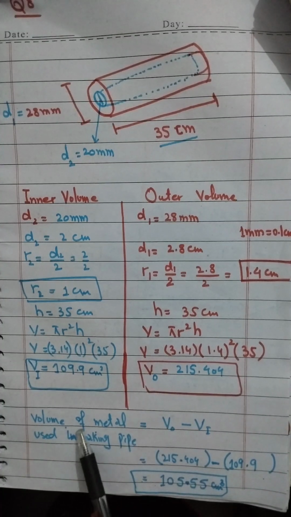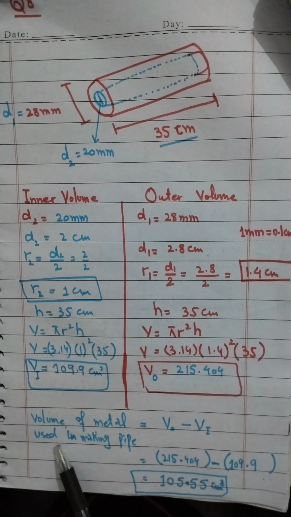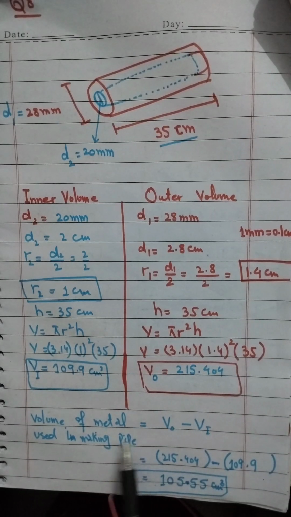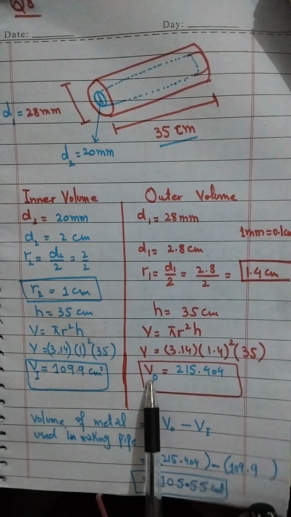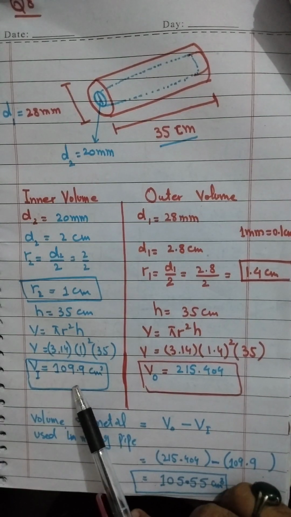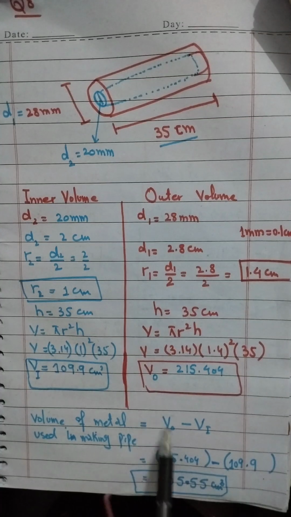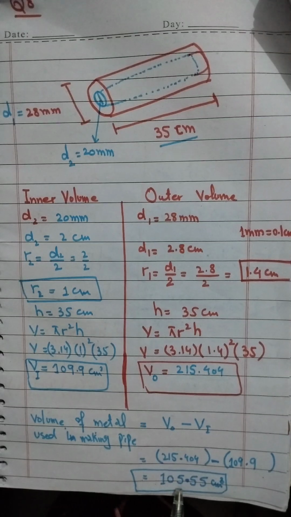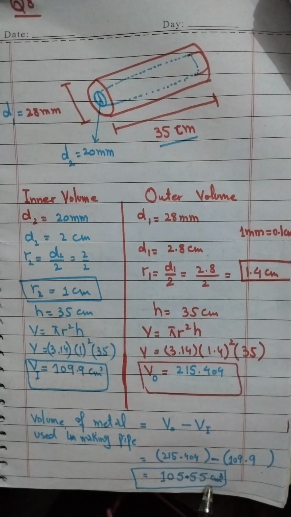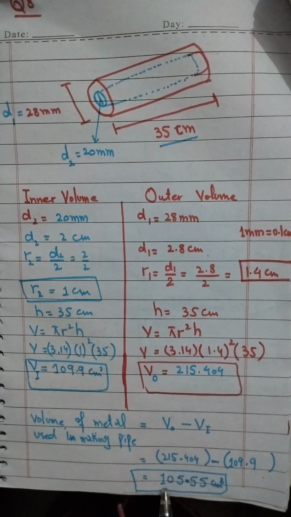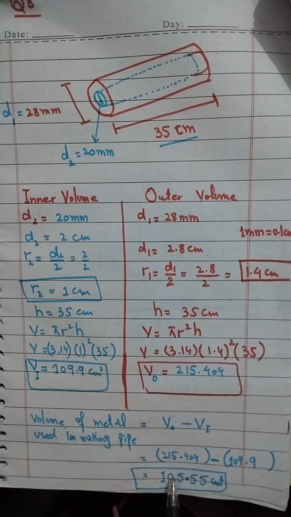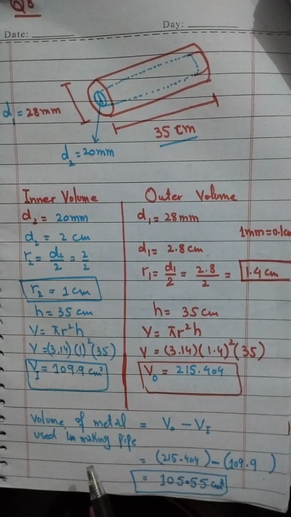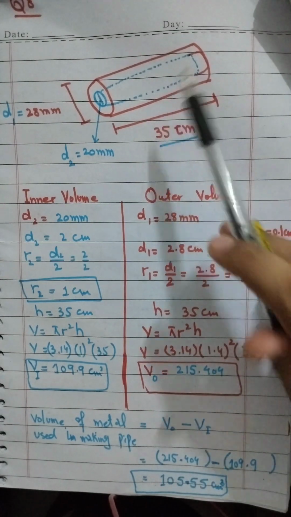Actually we have to find the volume of the metal used in making the pipe, which is given by the outer volume minus the inner volume. The outer volume's value is here, and now we subtract the inner volume, so we get the difference of these two volumes, which is equal to 105.55 cubic centimeters. Okay, so this is the actual amount of metal used to make this pipe.